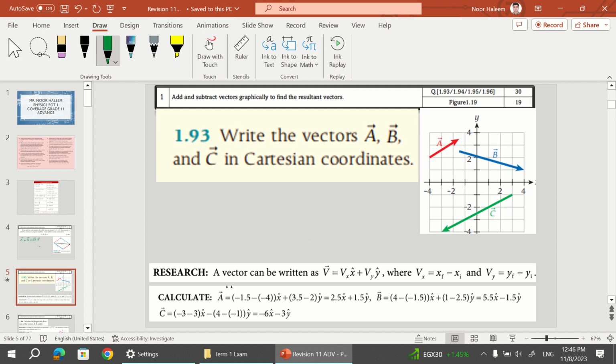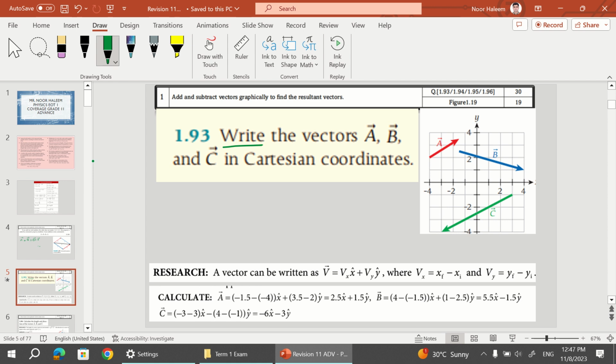Then write the vectors A, B and C in Cartesian coordinates. Only write. Look at the first word: write. Did they ask to draw, to calculate, to find it out? No. Only write down the equation. So what you are supposed to do, if you look in this question, we have been given this vector A. Find the coordinates of A.